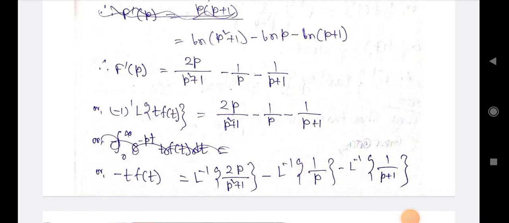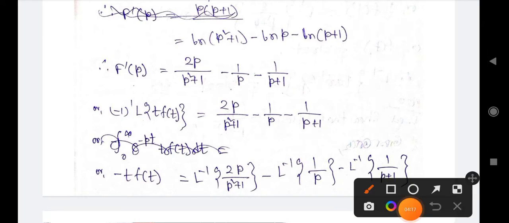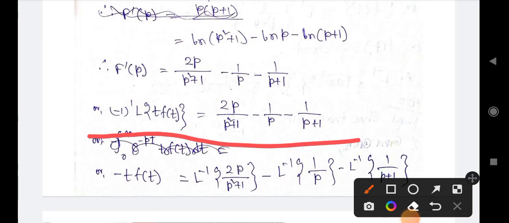We know the formula. Applying the formula, we get (minus 1) whole to the power 1 Laplace of t f(t) equals twice p by (p square plus 1) minus 1 by p minus 1 by (p plus 1). This formula we discussed in our previous video. For better understanding, see my previous video.